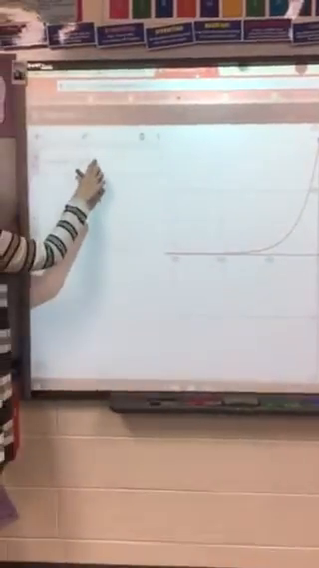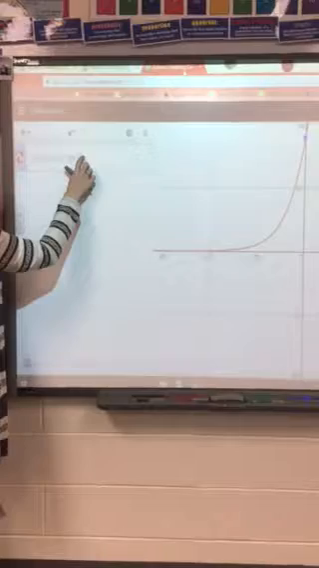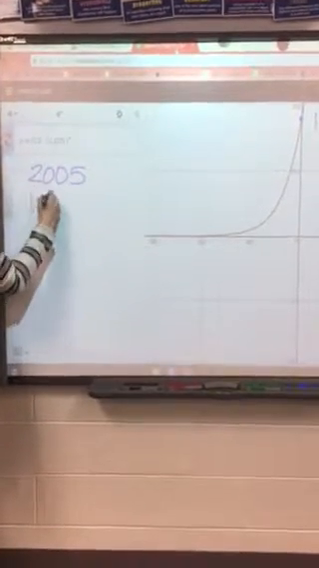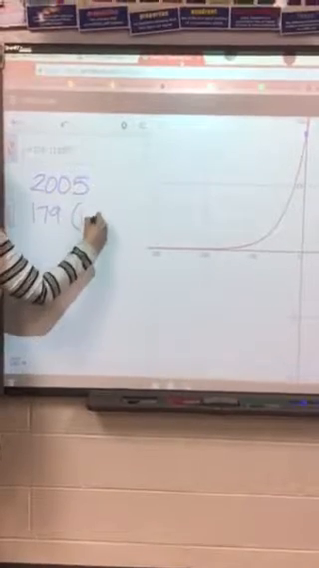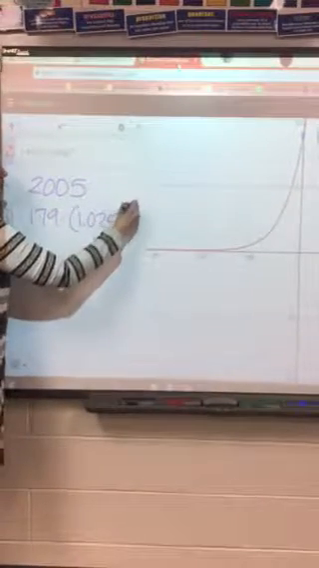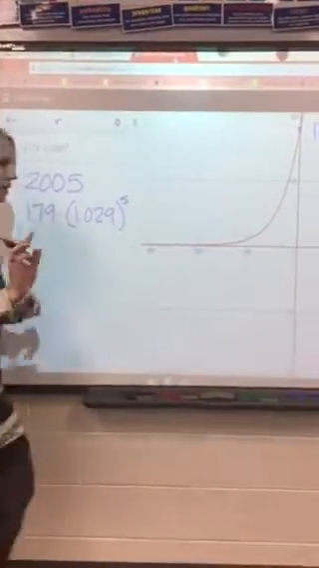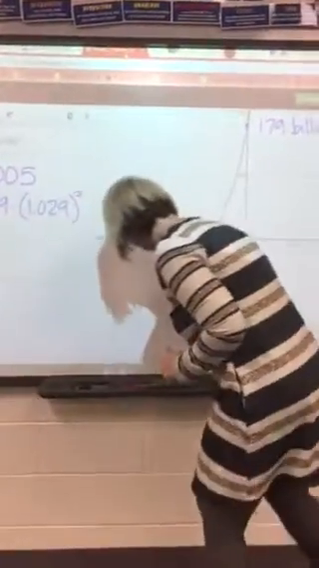Now if I wanted to find years after 2000, that would be the x value. So if I want to find the year 2005, you're going to plug in and have 1.029 to the power of 5 and then multiply by 179. You find that now and then input it on your notes.